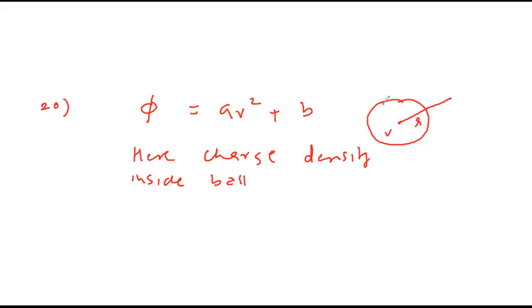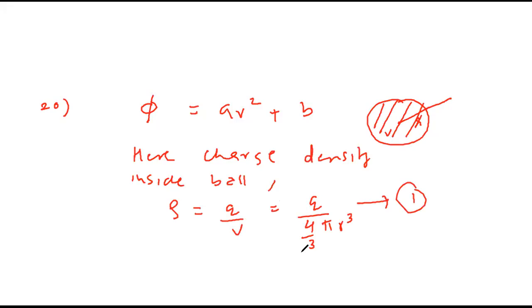Charge density inside the ball, denoted by rho, is charge per unit volume. So it is charge upon 4 by 3 pi r cube. Have you followed this concept? Yes, sir. So they want the charge density inside. If I get Q and this volume 4 by 3 pi r cube, then I will get charge density. But now my problem is to get Q first.